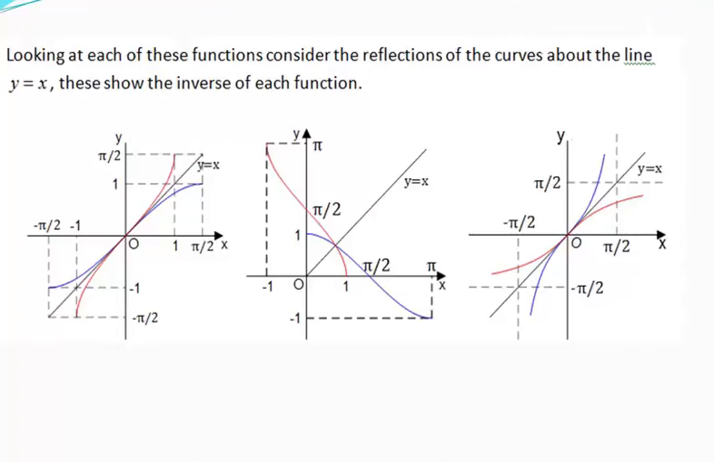So looking at each of these functions, we want to consider the reflections of the curves about our line y is equal to x. So this is shown in black on each of our sketches here. Our original curves are shown here in the blue. So here is our original sine curve, our original cosine curve, and our original tangent curve here. And in red, we show the inverse of each of our functions here. So here, our inverse, there, our inverse, and our inverse here.